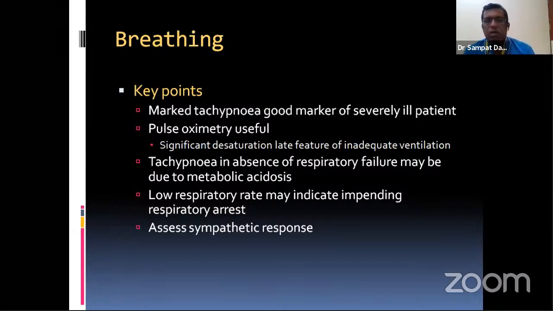But if someone is tachypneic and slowly going down, as I again talk about, a patient with hypoxia becoming drowsy, the respiratory rate going down, barely arousable, the heart rate going down, that means the patient is going to arrest. So please remember, if a patient is going down, be sure that there is something wrong.